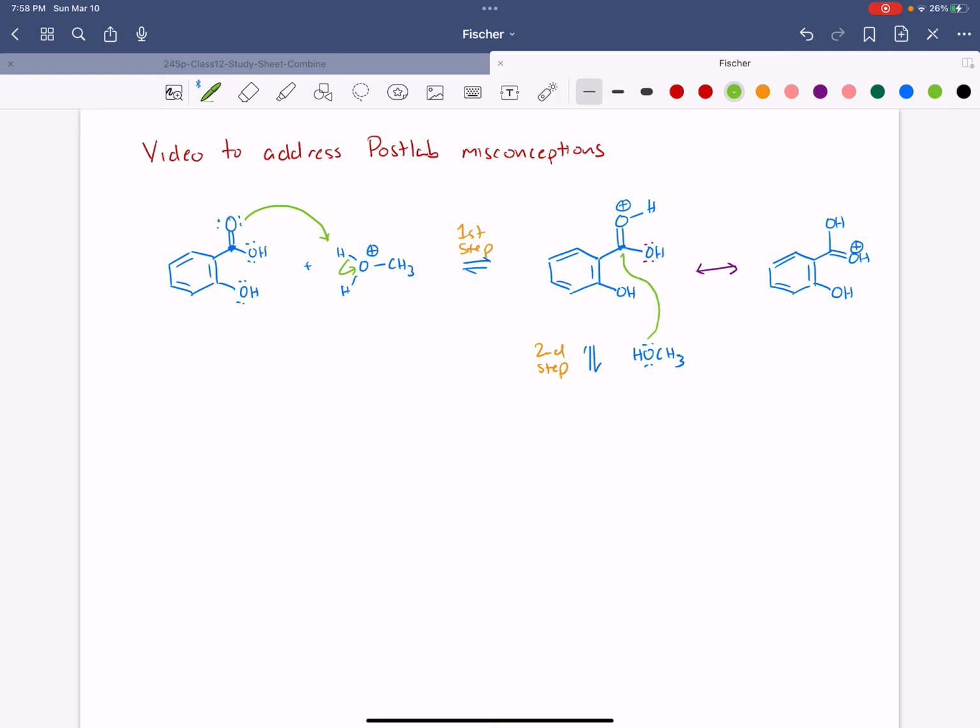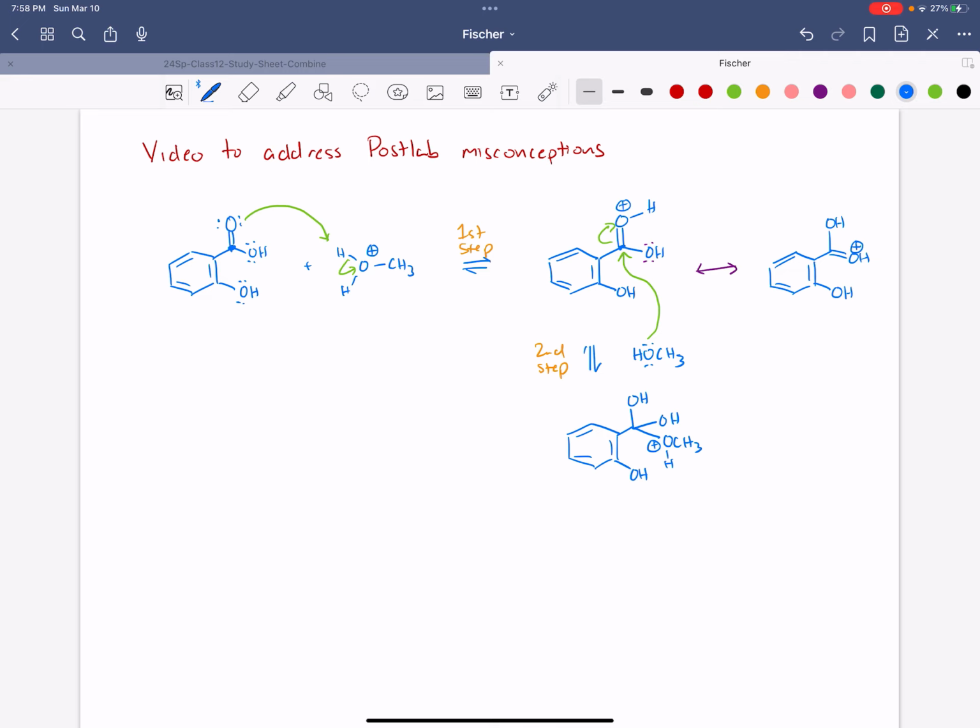Attack. And let me draw the result. And I will leave you to figure out or to practice. I think Fischer is 6 steps. So you have another 4 steps to get the product. But anyway, what do we get here? We get the addition of the methanol. It's still protonated. So you're going to have to take care of that. And we have that. Okay, that's the second step.